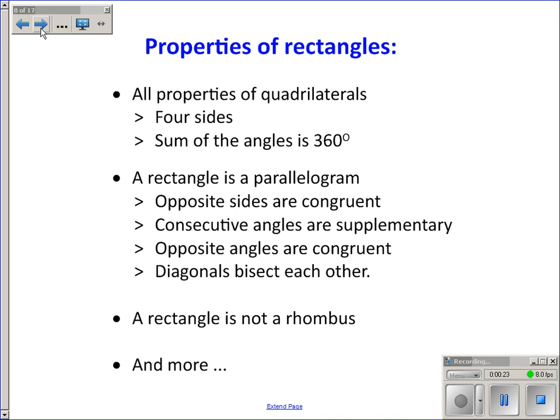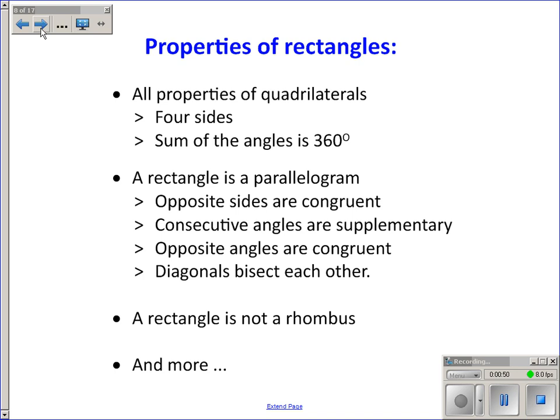The sum of the interior angles is 360. The sum of the exterior angles is 360. Okay, and it also has all the properties of parallelograms, meaning the opposite sides are congruent. The consecutive angles are supplementary, which should make sense because they're both 90 degrees. The opposite angles are congruent, which again should make sense because they're both 90 degrees. And the diagonals will bisect each other.